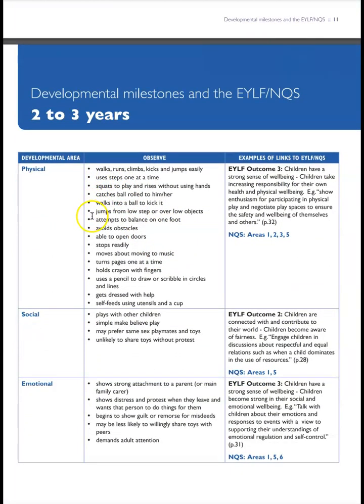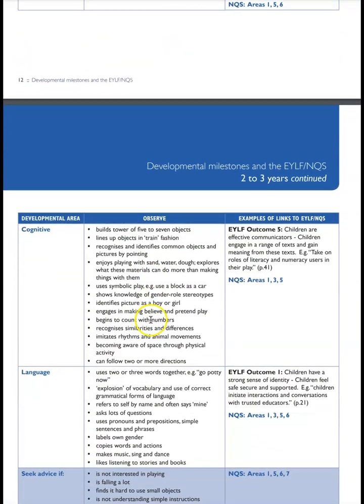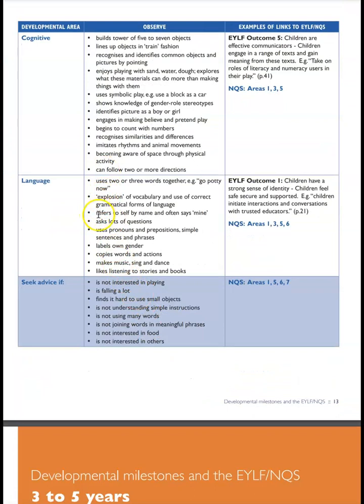And here we have able to open doors, walks in, squats to play, holds crayon with fingers. Yes, also uses pencil to draw and scribble in circles and lines. So you see that this child sits just here, but also in terms of literacy, if we look at communication skills, language, you might see that refers to self by name and often says mine, definitely. But we also see that she is able to use approximation, which is usually the next stage of development.